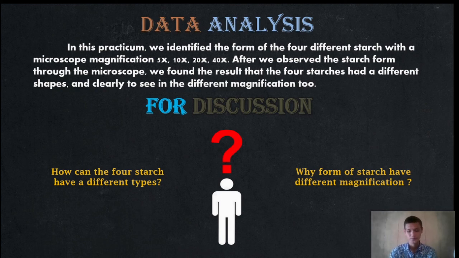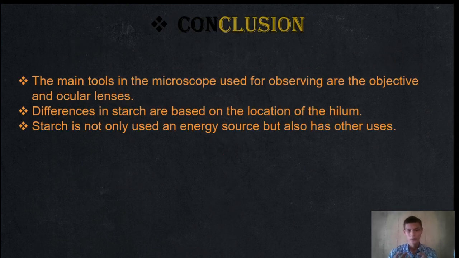So, we can conclude, for the first, the main tools in the microscope used for observing are the objective and ocular lenses. The second, differences in starch are based on the location of the hilum. And the third, starch is not only used as an energy source but also has other uses.